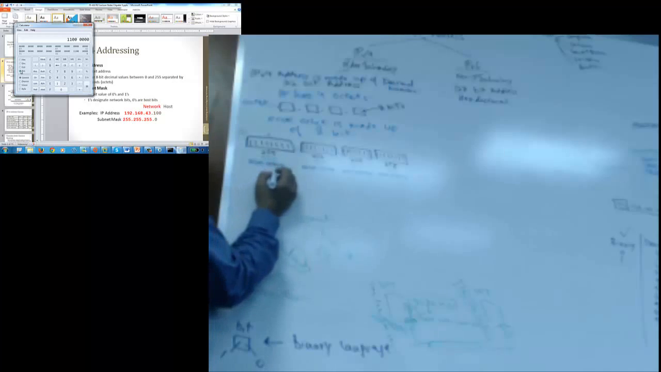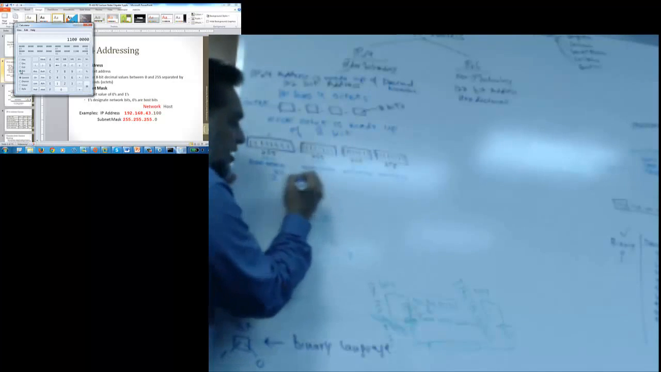So we'll take it like this. If we find the value of this, 2 raised to the power 32, why is it 2? Because it's a binary value. Whatever figure you get from 2 raised to the power 32 will be the total number of IP addresses we can use within this scheme.